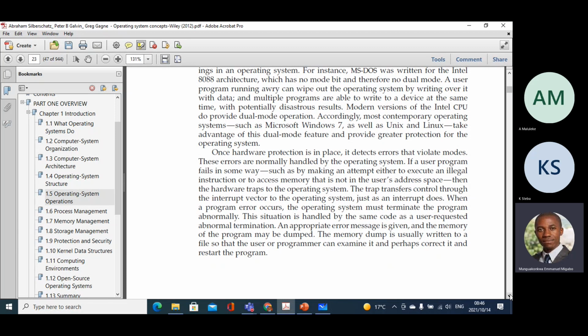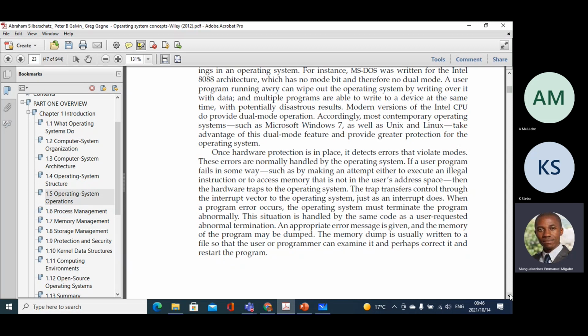The trap transfers control through the interrupt vector to the operating system just as an interrupt does. So it's very similar to an interrupt because this is not predictable. When it happens, it must be signaled to the CPU for it to stop the execution of the ongoing processes, and first handle it through the operating system before resuming.